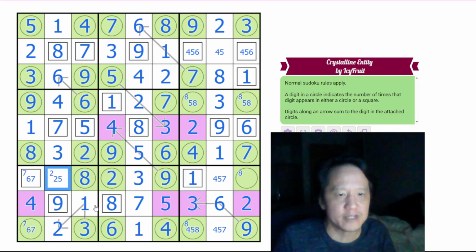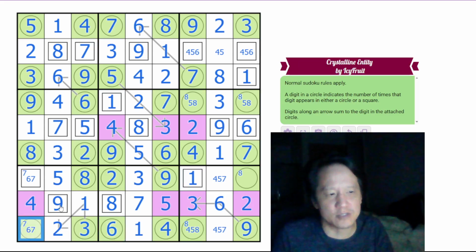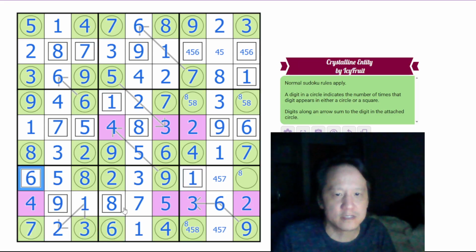This 2 eliminates 2 here, so it's 5. This 6 eliminates 6 here, so it's 7, which makes this a 6. This can't be 4. And this can't be 4 or 7, so this is 5. This can't be 5, so this is 8. This can't be 5. It's 4 or 7. This is 4 or 7, but it can't be 7 because of the 7 in the column. So this is 4. This is 7.